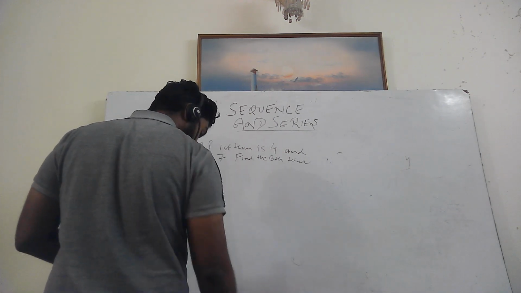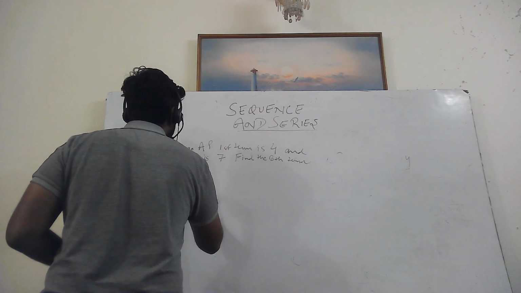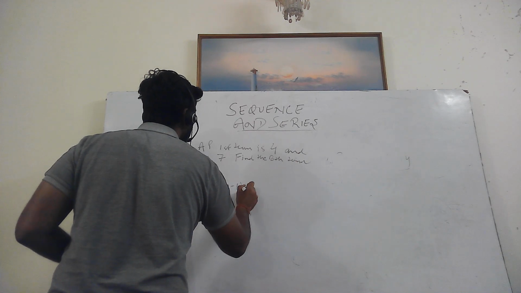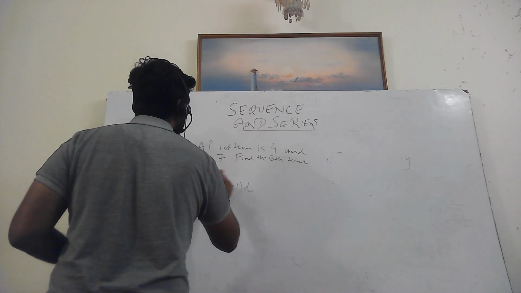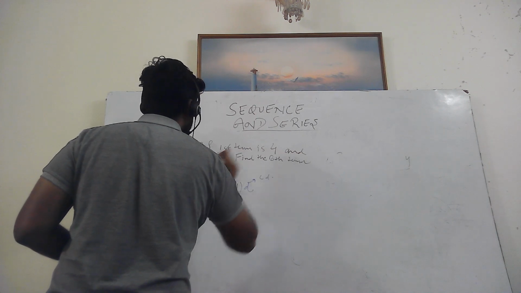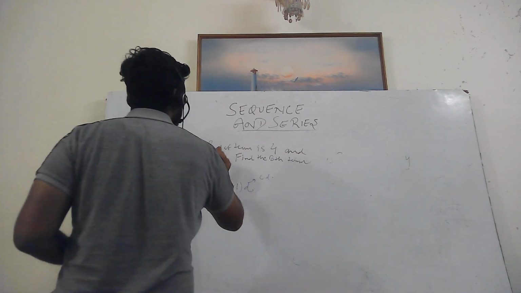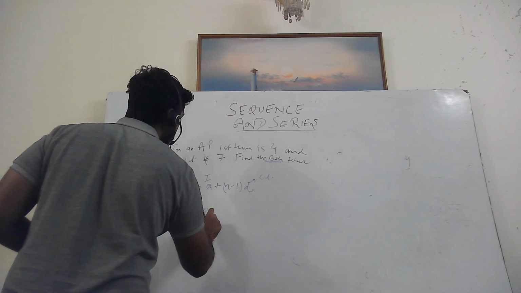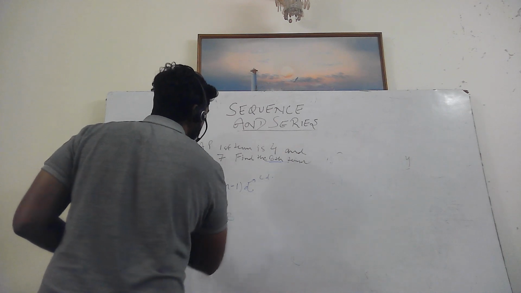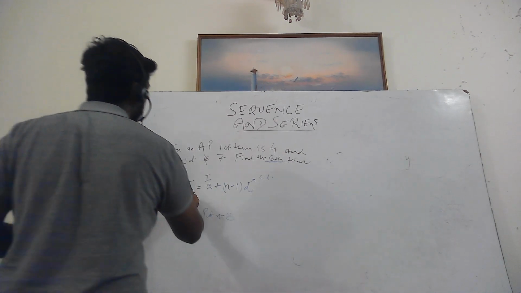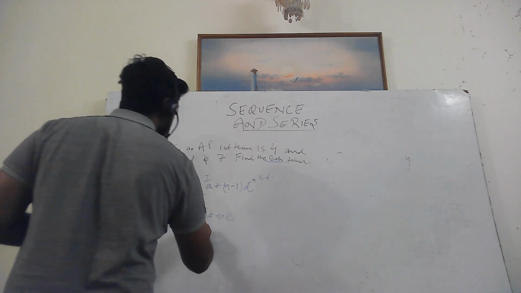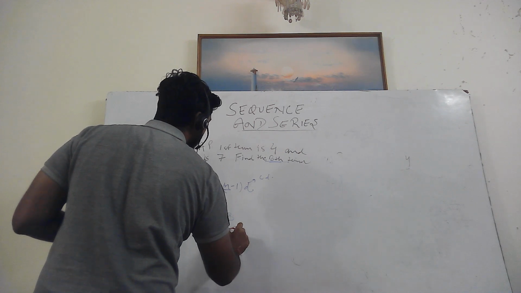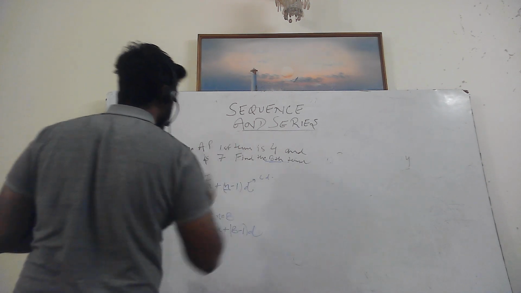We know that the general term Tn is given by A plus n minus 1 into D, where A is the first term and D is the common difference. So now here we have to find the eighth term. So we need to find out T8. What we'll do, we'll put n is equal to 8. जब T8 निकालना है तो इस फॉर्मूले में n की जगह 8 रख देंगे. So T8 is equal to A plus 8 minus 1 into D.